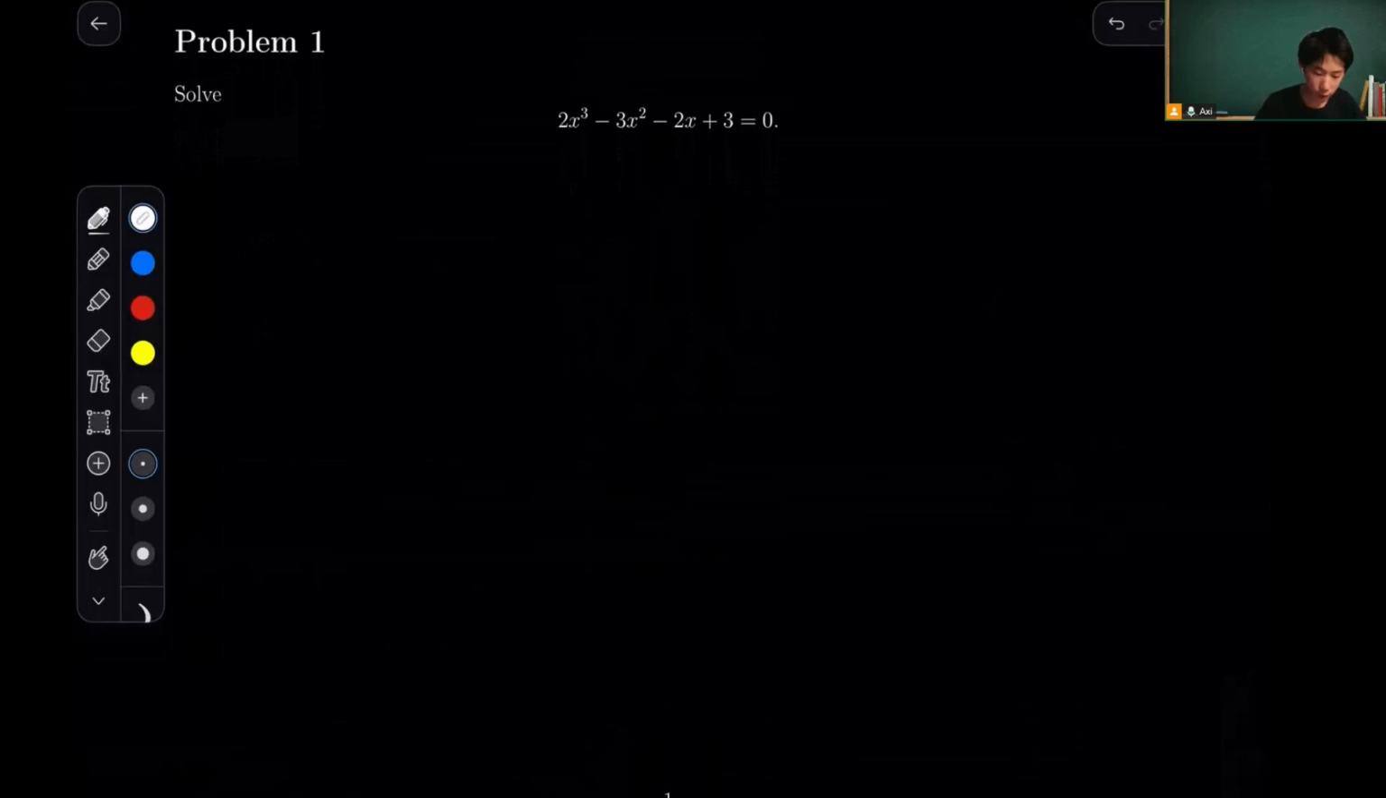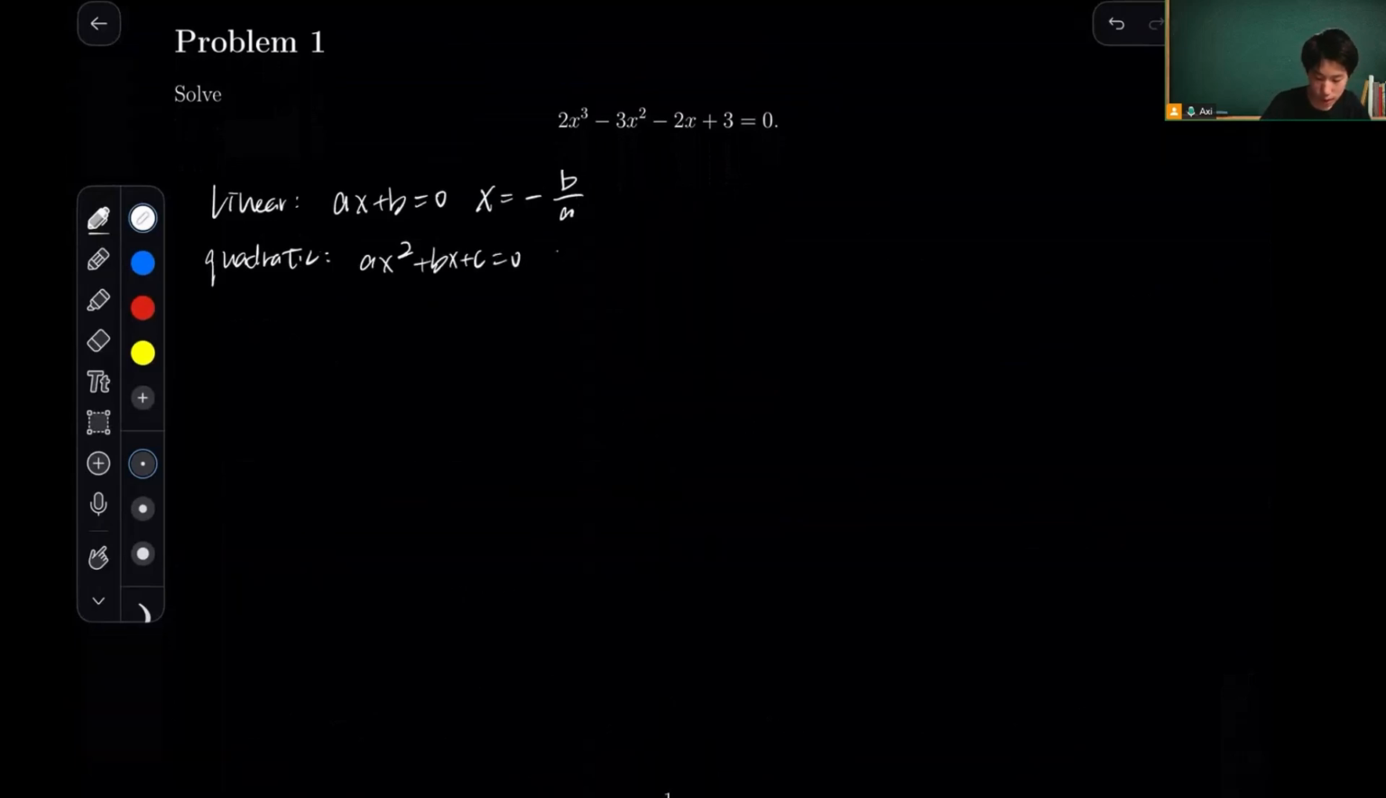To begin with, let's extend our knowledge on solving basic equations. First of all, we already know how to solve linear equations of the form ax plus b equals 0. The solution is simply x equals negative b over a. For quadratics of the form ax squared plus bx plus c equals 0, the solution is x equals negative b plus or minus, there are two roots, the square root of b squared minus 4ac, and then finally over 2a. This I expect you to know by heart.